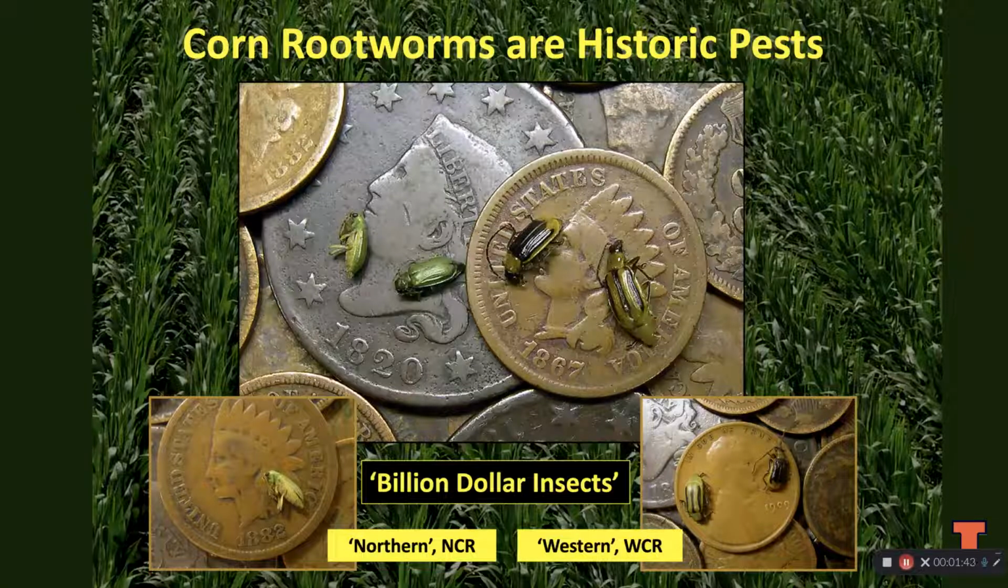Together, these two species constitute what's often referred to as the billion-dollar insects. That's because the damage they cause and the cost to try to prevent that damage well exceeds $1 billion every year.